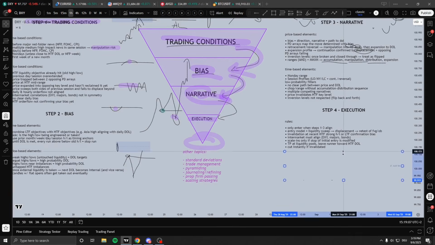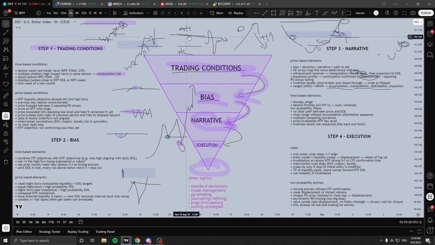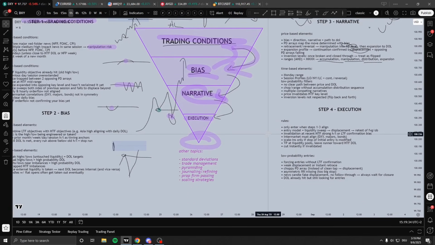Then the low probability filters for entries: if you force entries at your key level, you don't have yet either a higher time frame validation or you don't have a lower time frame confirmation. Same thing if we have a weak displacement, for example, price is not really displacing, we just grind higher slowly and there's not really any displacement visible, or price is immediately retracing, for example, like here, we run the range high and then retrace, that is a low probability scenario.